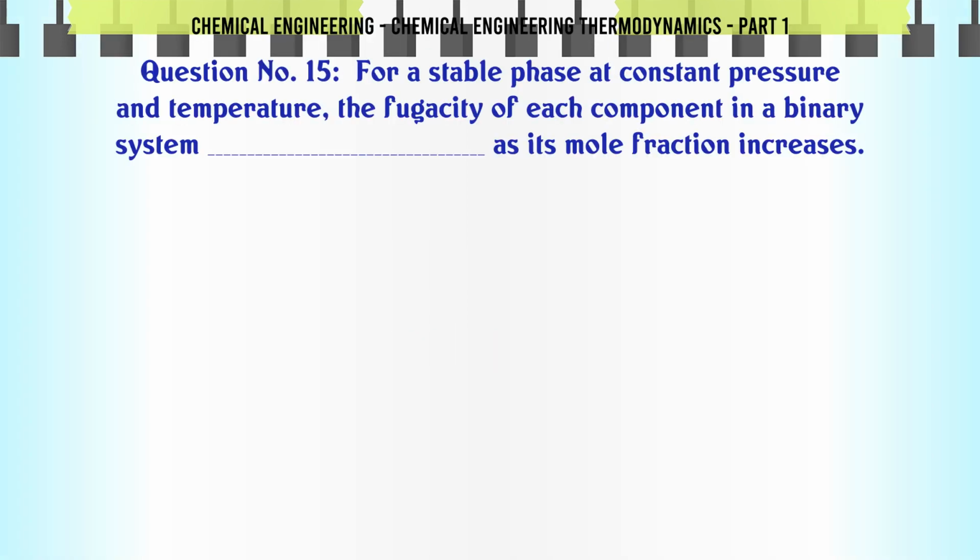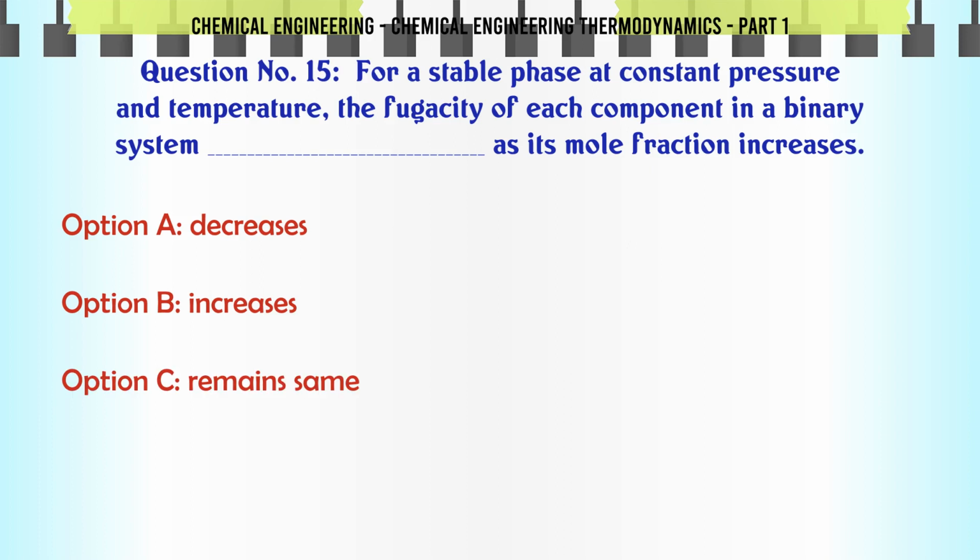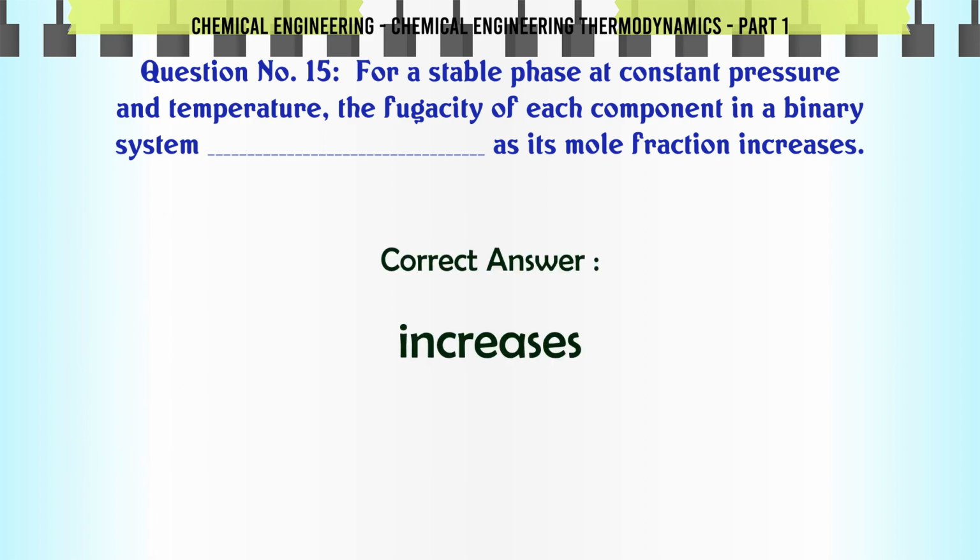For a stable phase at constant pressure and temperature, the fugacity of each component in a binary system ___ as its mole fraction increases. A. decreases, B. increases, C. remains same, D. decreases linearly. The correct answer is increases.